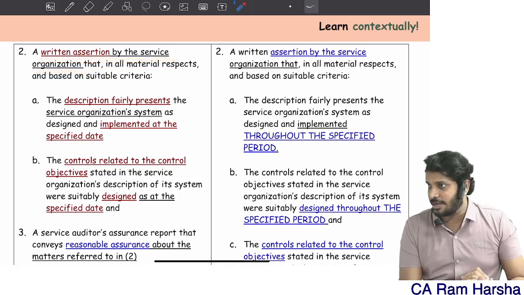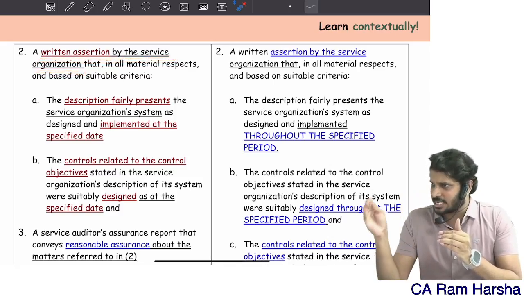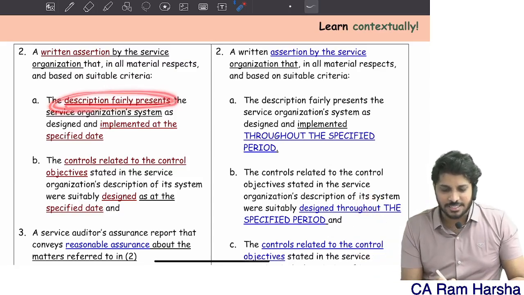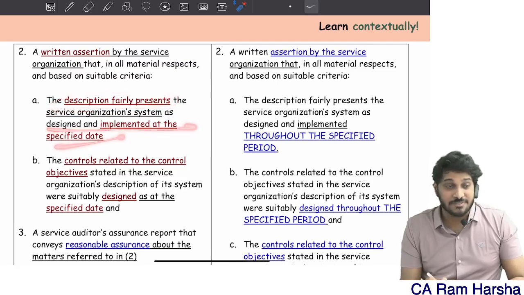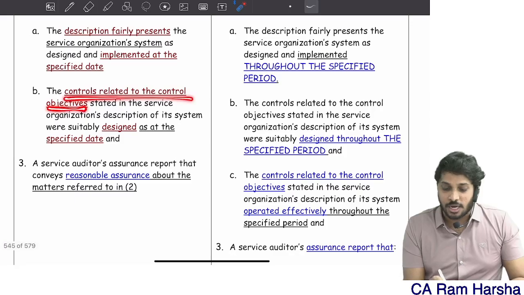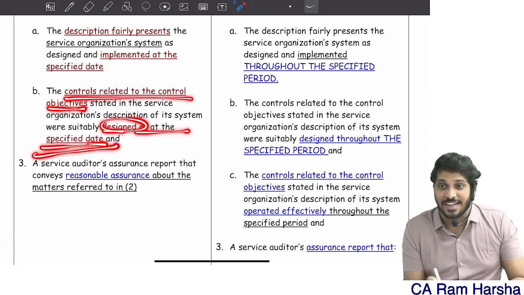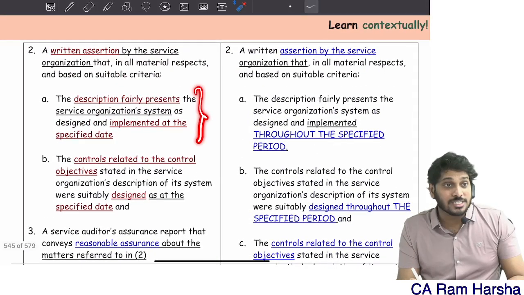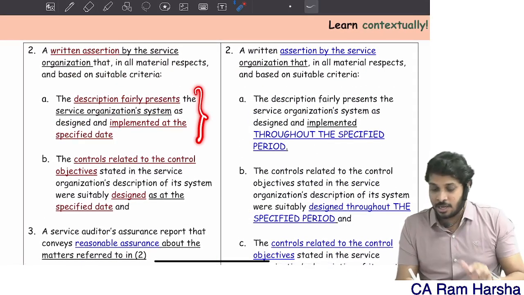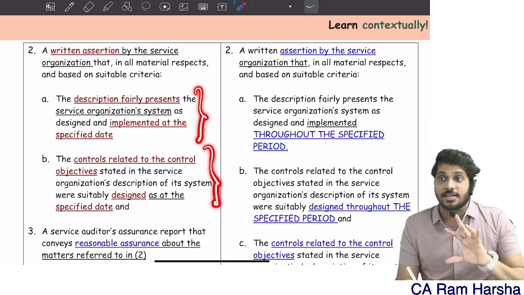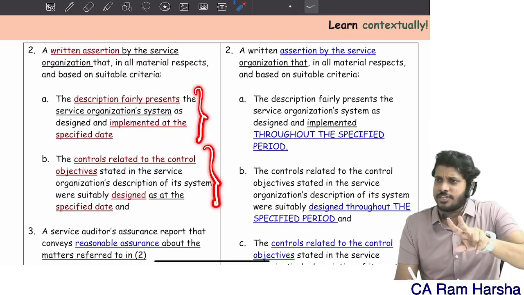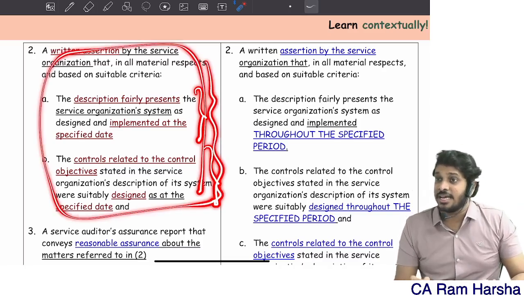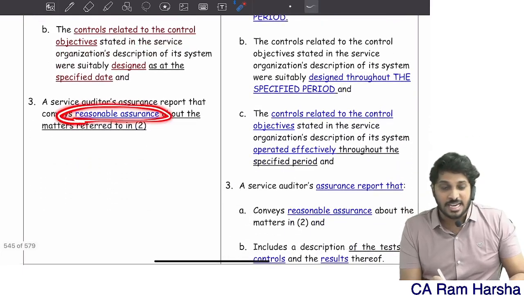A written assertion by service organization management means a written representation that the description fairly presents the system, and that the controls related to the control objectives are designed and implemented as at a specified date. Whatever control objectives and related controls and suitability they are stating on that specified date, management is asserting this. Is it true and fair or not? We have to give a reasonable assurance.